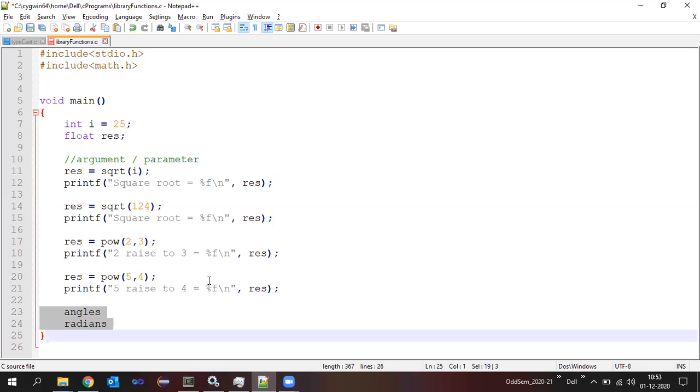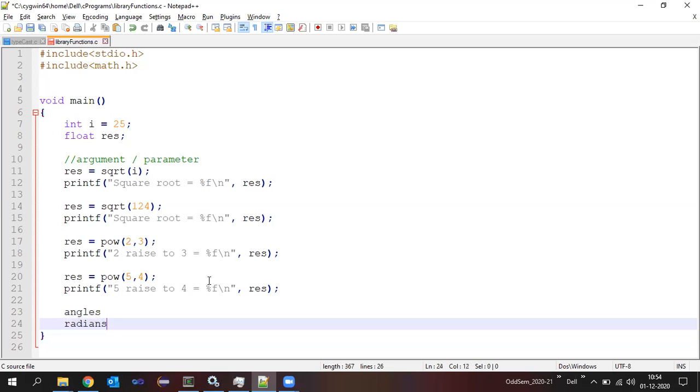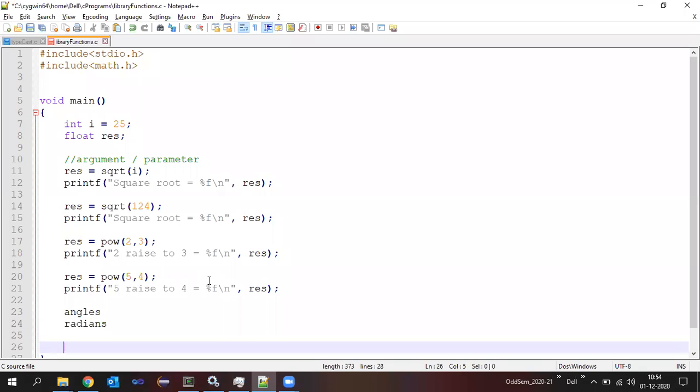Trigonometric functions can take values in terms of angles and radians, correct? Now there must be a standard formula to convert angles into radians. Do you remember? Anybody knows those formulas?